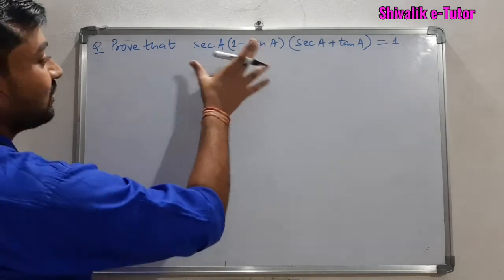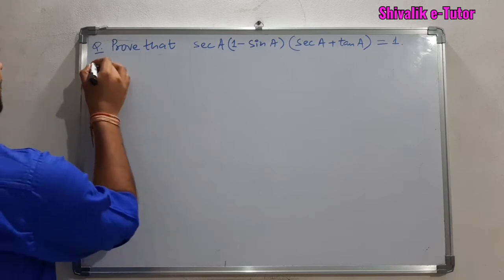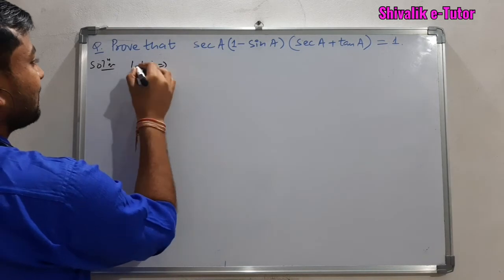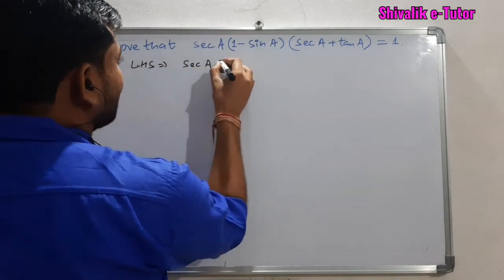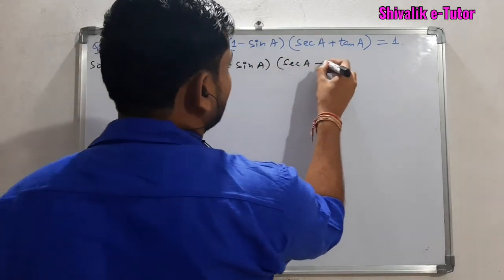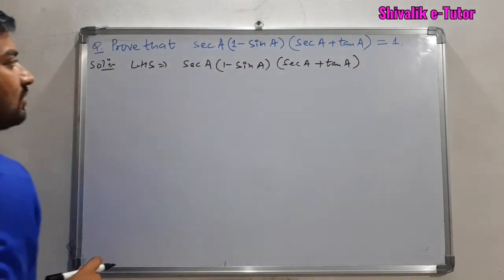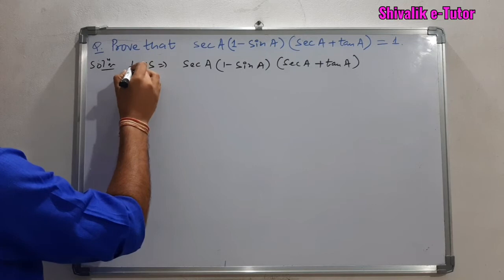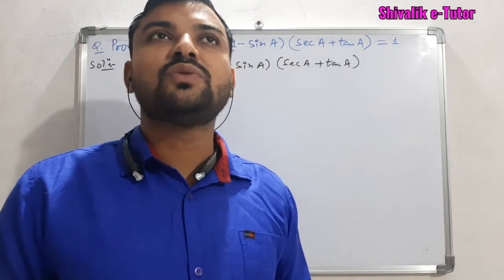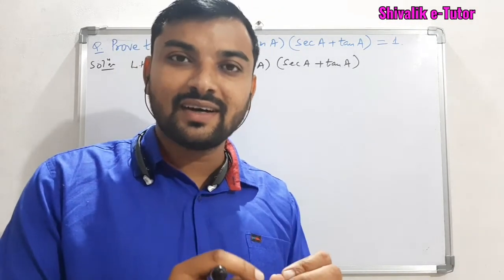It is clear cut. We have to solve for LHS to get the RHS as 1. So we will be taking the LHS in this question. The LHS here is, the whole expression, sec A into 1 minus sin A into sec A plus tan A. This is the relation here. Now the method to solve is very simple. In questions of trigonometric identity, we have to always convert the whole ratios into only sin theta and cos theta.